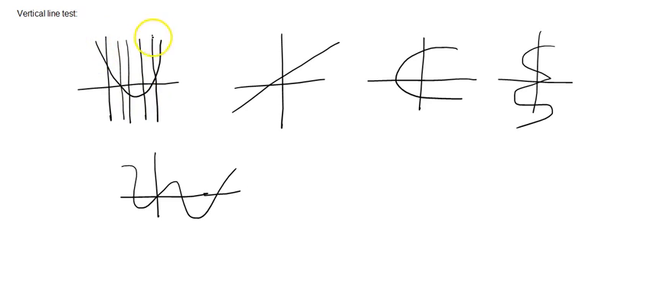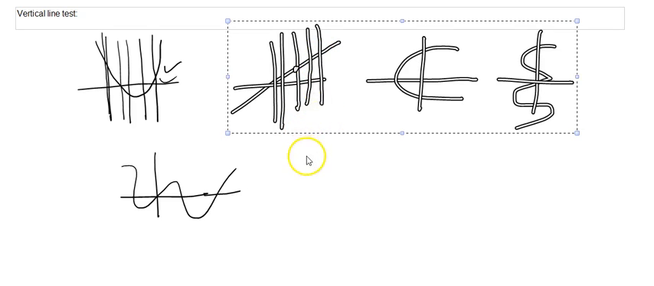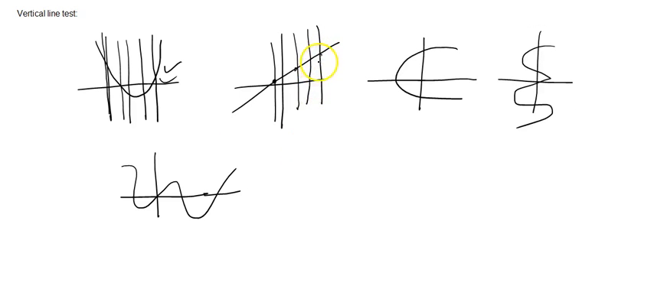Now over here you can see we drop the perpendicular on the x-axis, but all these perpendiculars meet this curve only at one point, so this will be a function. Now let's try the same test on another graph. I'm drawing perpendiculars on the x-axis, and you can see these lines are meeting the graph only at one point, so this is also a function. Now let's take the third one.